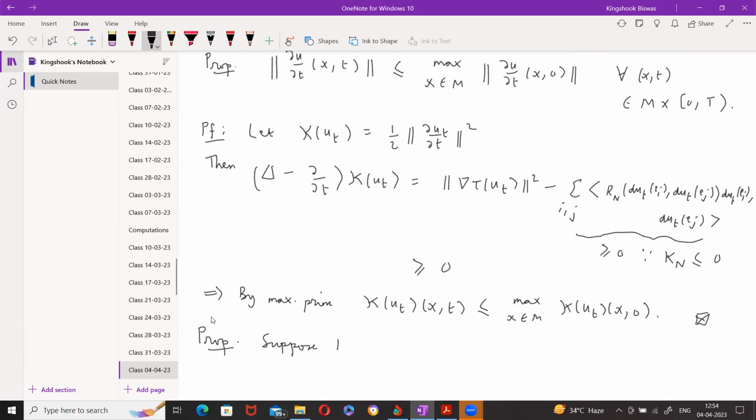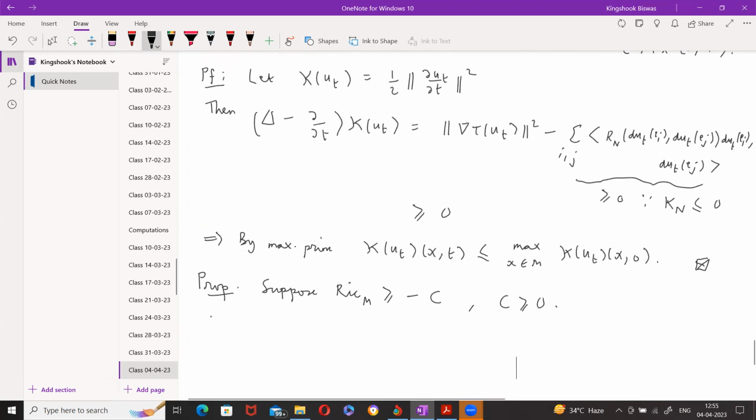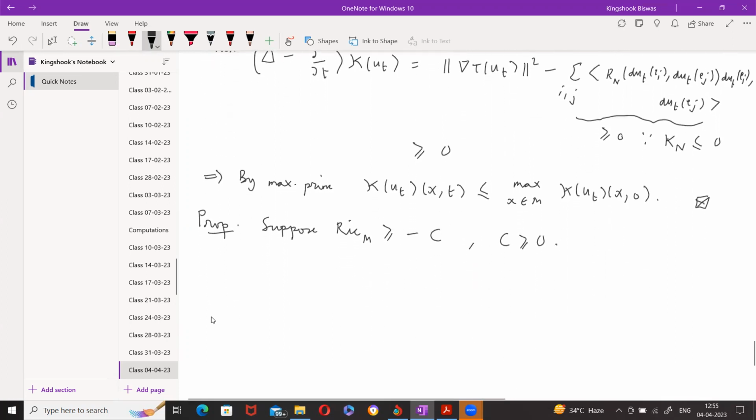So suppose the Ricci curvature of M is greater than or equal to minus a constant C, where C is positive or greater than or equal to 0. So this is true for M compact, right? The Ricci curvature will be bounded below by compactness, okay?